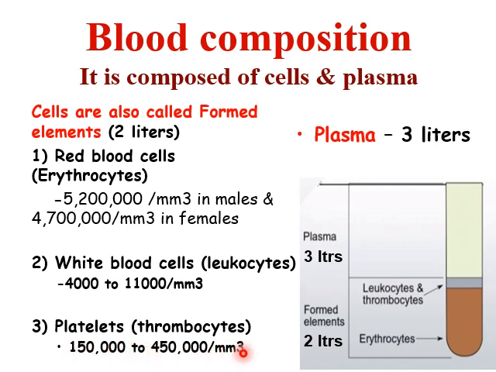So the largest number is of the red blood cells, which is in millions, the white blood cells are in thousands, and platelets are in lakhs, 150 to 450,000 per millimeter cube or per microliter. You do have to memorize all these values, they are important.